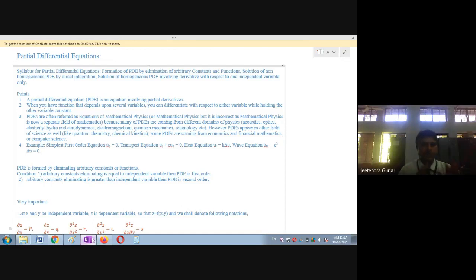For these main points, just remember, a partial differential equation is an equation involving partial derivatives. I will tell you how you are going to differentiate partially. Already you have studied ordinary differential equations, right? So this is partial. How are we going to differentiate partially? We will see it, no problem. Then when you have functions that depend upon several variables, you differentiate with respect to either variable while holding the other variable constant.